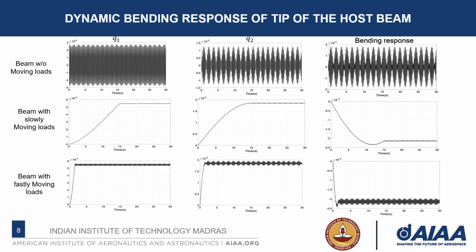Now we'll see the dynamic bending response of the tip of the host beam due to the morphing effects only. Now Q1 and Q2 here are the generalized coordinates associated with first and second mode of bending respectively. Now we can see the Q2, that is the second mode of bending, is dominant over the bending response.